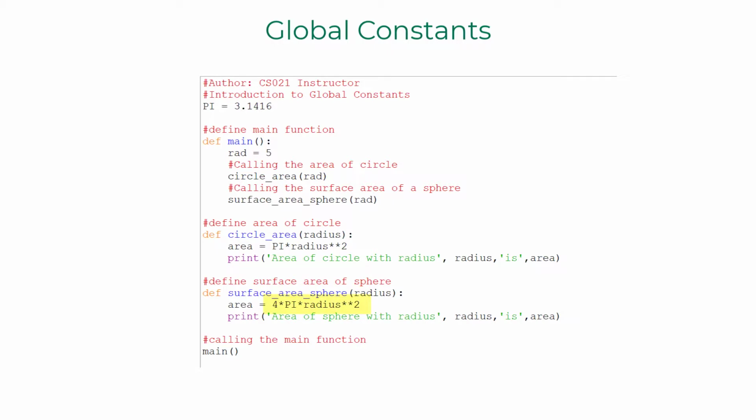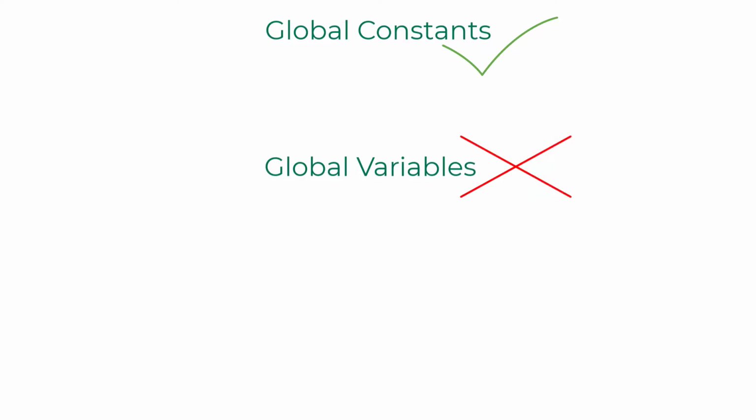Global constants are meant to be constants, so it makes sense to create them outside the functions and make them available globally. Hence, global constants are okay, but global variables are not okay. They add unnecessary complexity to the programs and make code reuse almost impossible.